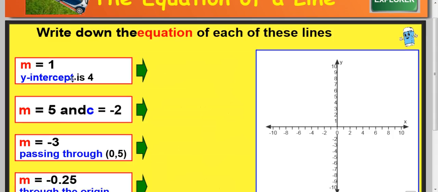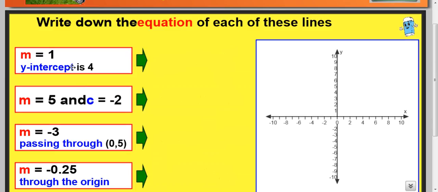Okay, this is it the opposite way around. We're given the gradient, we're given the y-intercept, we have to write down the equation. So at all times your equations should be in the form y equals mx plus c, so I'll just type that. So this is what we're looking for every time.